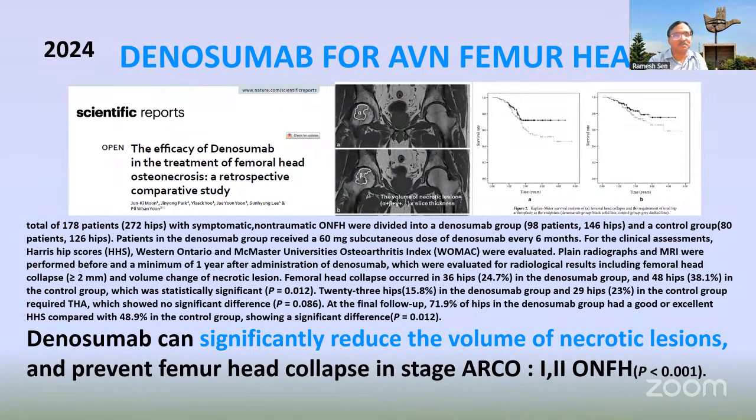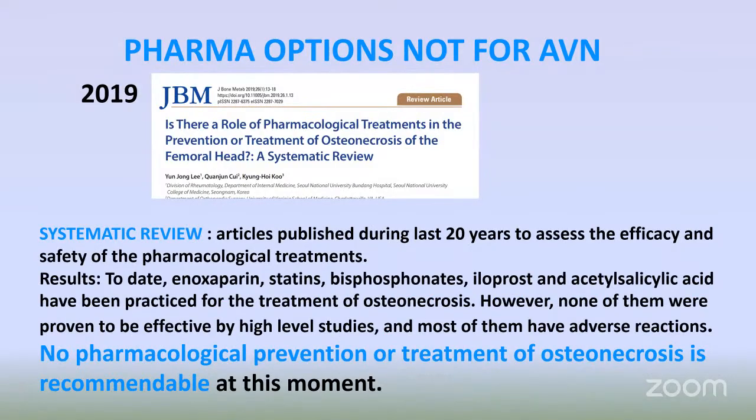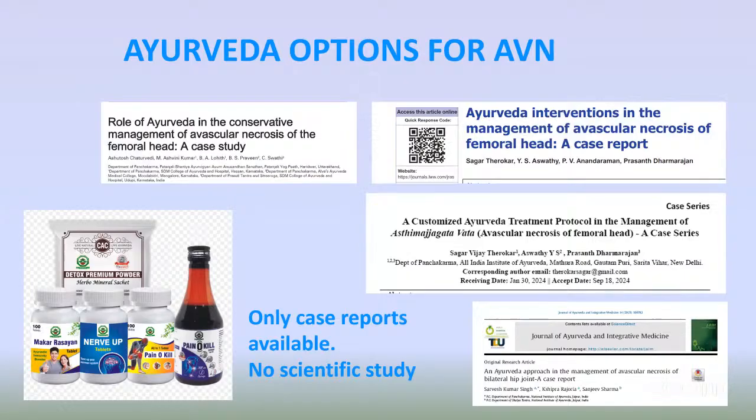Now recently there is a paper saying denosumab could be one which could reduce the lesion. But overall, if you look at this picture, it has been seen in this systematic review, which looked at all the pharmacological treatments, that they concluded that no pharmacological prevention or treatment is recommended at this stage. So basically, looking at all those pharmacological options, it should not be a part of our treatment therapy in avascular necrosis.